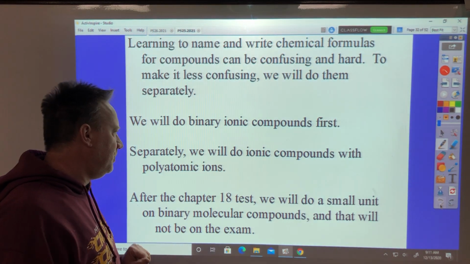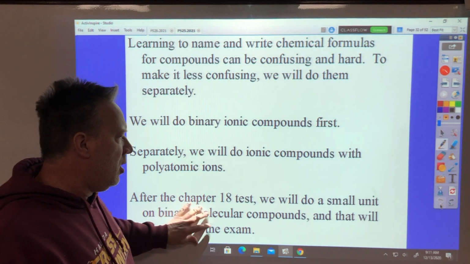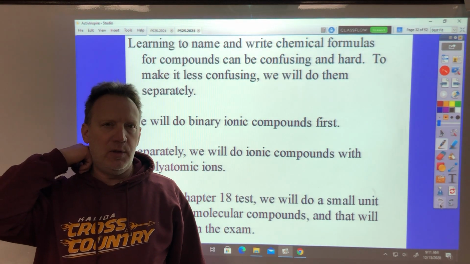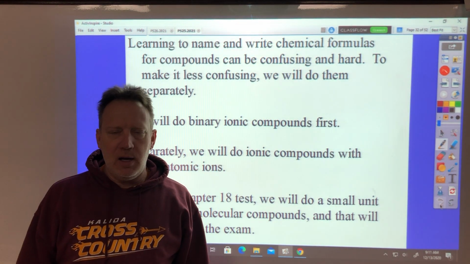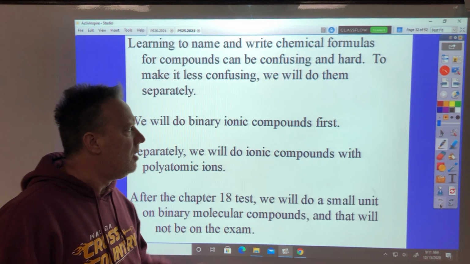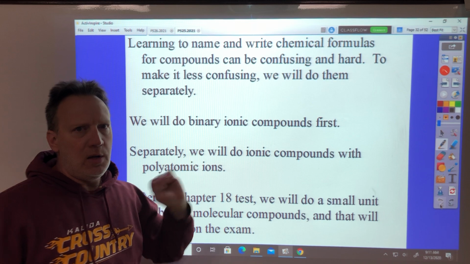After the test, we'll do a small unit on the molecular compounds, so you don't have to juggle 3 completely different ways of doing things on one test. If we do that, it'll be chaos and disaster, and I wouldn't blame you for not understanding it. If we get this down and then do this, that's manageable.